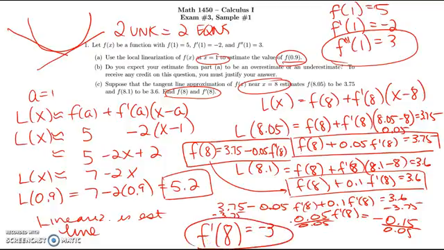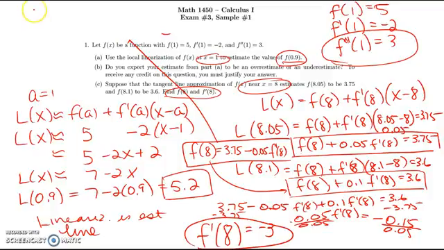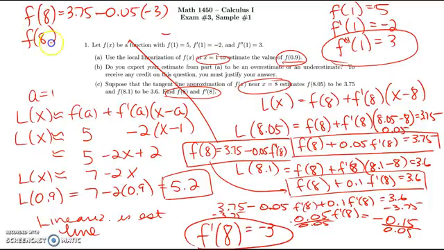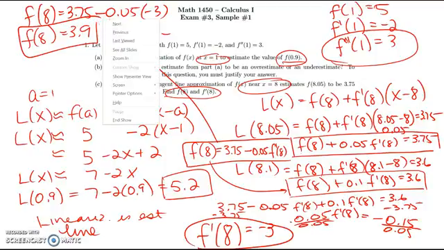Well, what we have to do now is go back into the original equation, the equation we solved for. So f of 8 then is equal to 3.75 minus 0.05 f prime of 8, which is negative 3. And if I calculate that, I get f of 8 equals 3.9. So those are part C. Sorry, that's a little bit messy, but that's actually very doable.